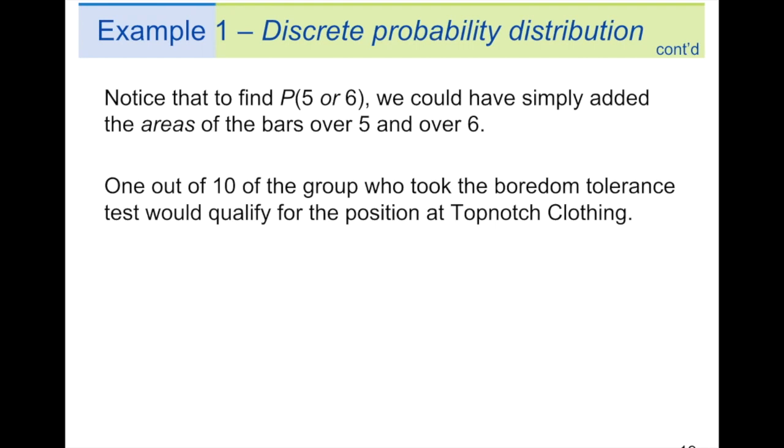Notice that to find the probability, we could have simply added the areas over the bars over 5 and over 6 from the relative frequency histogram. 1 out of 10 of the group who took the boredom tolerance test would qualify for the position at Top-Notch Clothing.